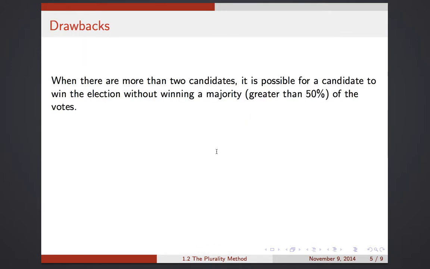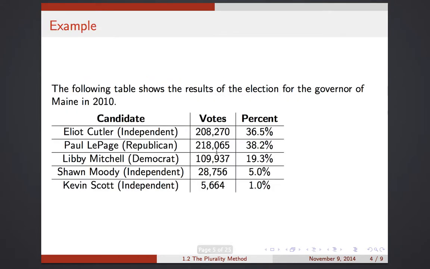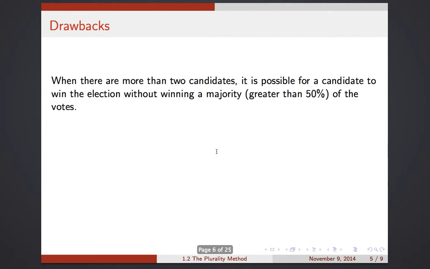Okay, so that's the method. Real simple, right? Just count however many first place votes you get, and see who wins. There are many drawbacks to this voting method, and we're just going to march through several of them now. And so here's one potential drawback.